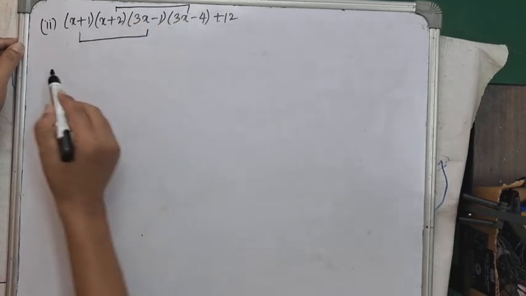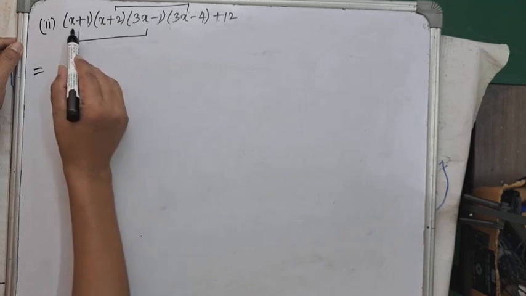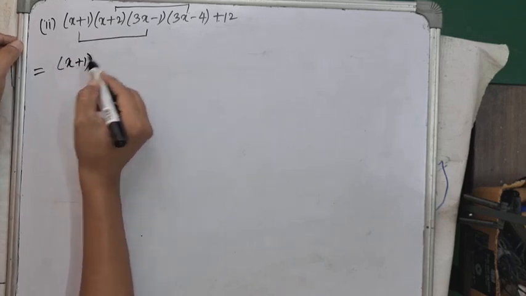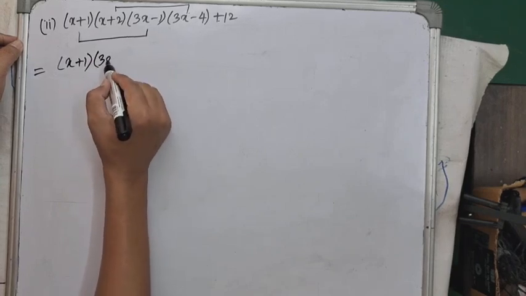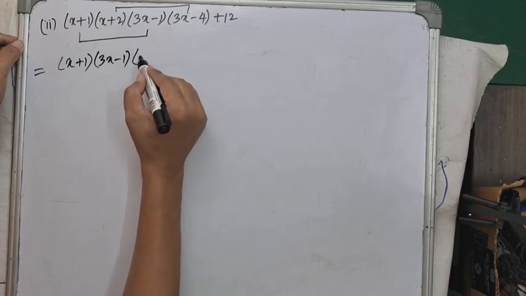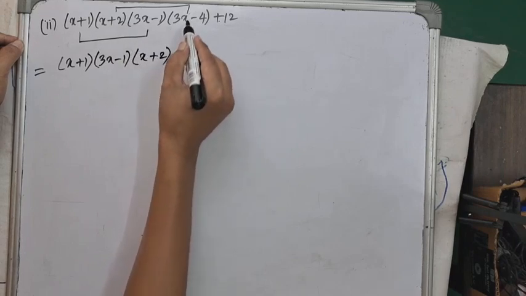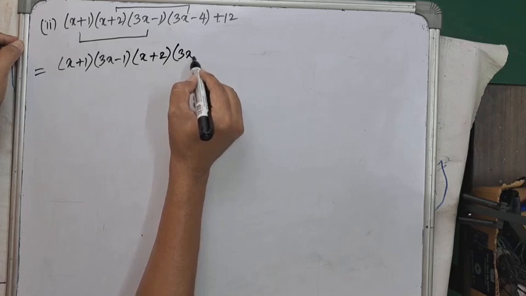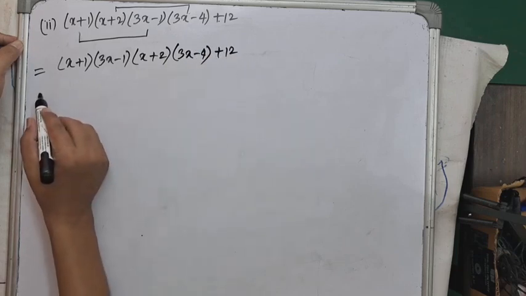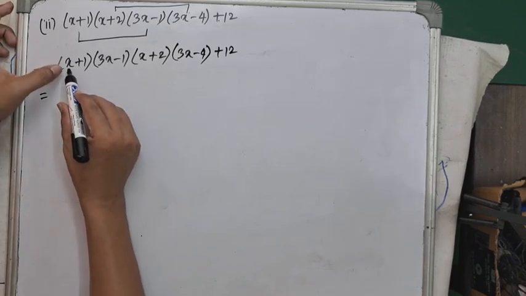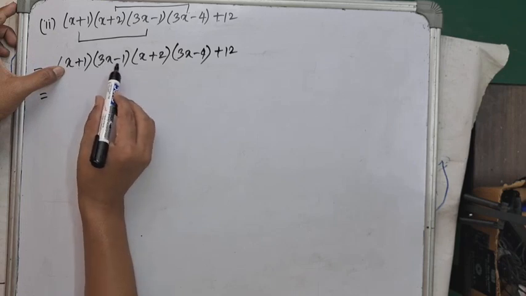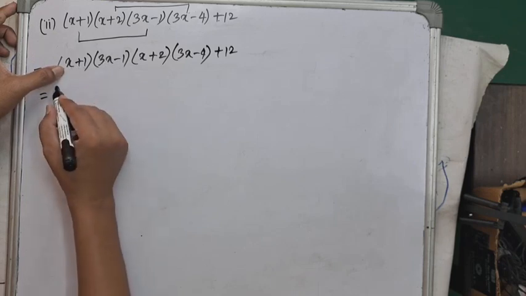Let's write these two terms together first, and then we will multiply. (x + 1)(3x − 1), again (x + 2)(3x − 4) + 12. Now we multiply x to both these numbers, again 1 to both these numbers. x into 3x is 3x².